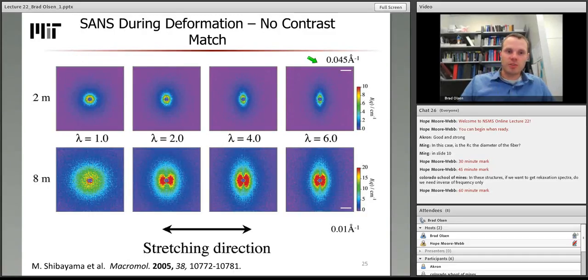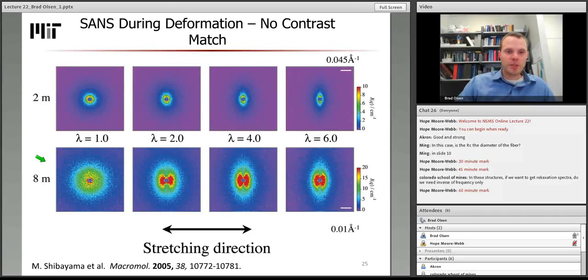So essentially, we're seeing the undeformed case, lambda equals 1, on the far left-hand side, and increasingly large deformations as we move towards the right across the structure. We see 2 different SANS patterns, one taken at 2 meters, capturing relatively higher Q structures, and one taken at 8 meters, capturing relatively lower Q structures in the material.